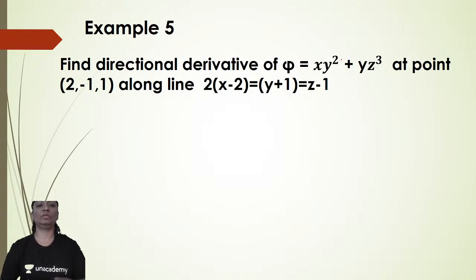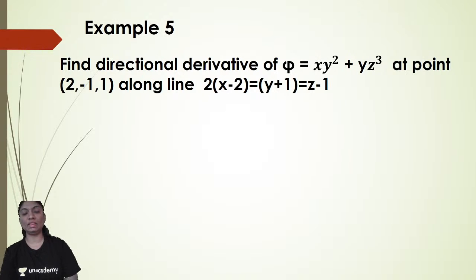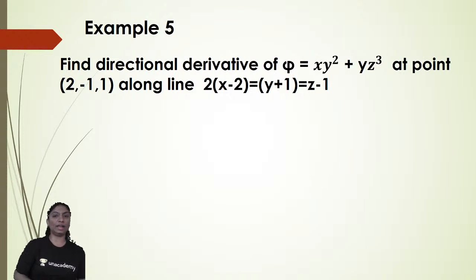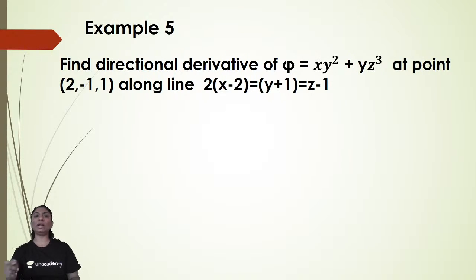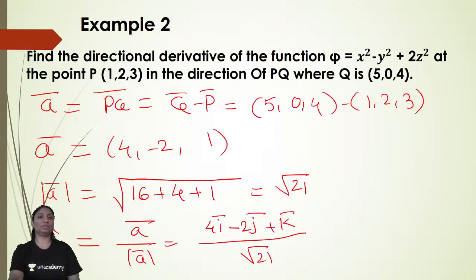Next example. Find the directional derivative of phi, where phi is equal to xy square plus yz cube, at the point 2, minus 1, 1, along the line x minus 2 is equal to y plus 1 is equal to z minus 1. Now if we observe, the line is given, so we will see the fifth point here.